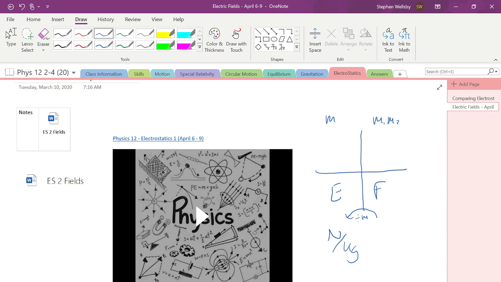So if the gravitational field strength is 9.8 newtons per kilogram, for every kilogram that I put in that space, there will be 9.8 newtons of force. The exact same comparison can be made with potential and potential energy. If the field is how much force there is for every kilogram, potential is how much potential energy there'll be for every kilogram. So gravitational potential we would measure in joules per kilogram: how many joules of potential energy you're going to have for every single kilogram that I put at that location. Does that make sense?